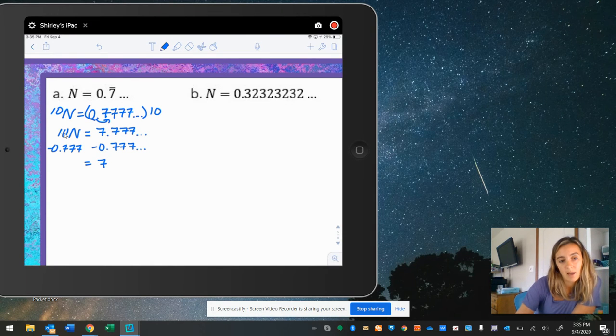But look on this side. I have 10n minus 0.7 repeating. If you remember, you can't subtract these because they're not like terms. I can't take 0.7 repeating away from 10n. I have to take away an n counterpart, which is a like term. But if I look up here, I have that n is equal to 0.7 repeating. So subtracting 0.7 repeating can be the same thing as subtracting n.